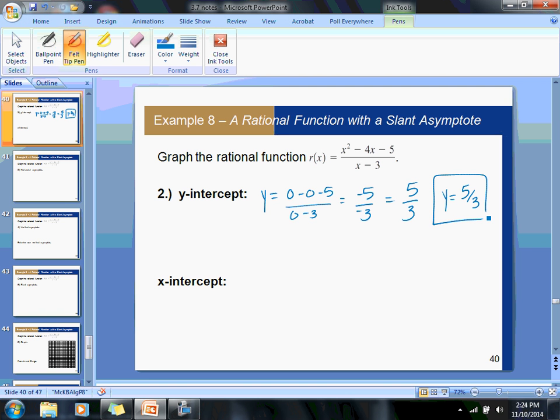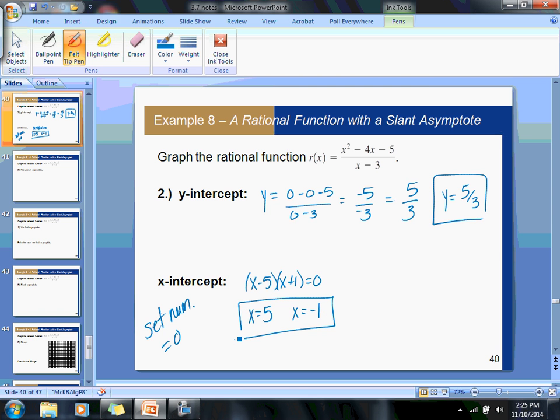My x-intercepts then, remember this is basically what makes the numerator 0. So you're going to set the numerator equal to 0. The two pieces I had in my numerator when I factored it were x minus 5 and x plus 1. So then I'll get x equals 5 and x equals negative 1 when I solve those. So those would be my two values that would make my numerator 0. So those are going to be my x-intercepts.